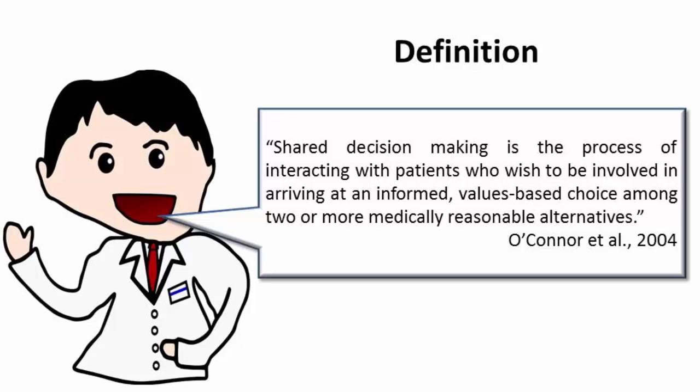This definition by O'Connor and colleagues is a fairly standard one. Shared decision-making is defined here as the process of interacting with patients who wish to be involved in arriving at an informed, values-based choice among two or more medically reasonable alternatives. We see here that shared decision-making is not an event, but rather it is a process of interaction that unfolds over time. The decision we are talking about usually pertains to a treatment plan for a medical issue. Shared decision-making is found in situations in which the patient has at least two medically reasonable treatment options and thus needs to make a choice.